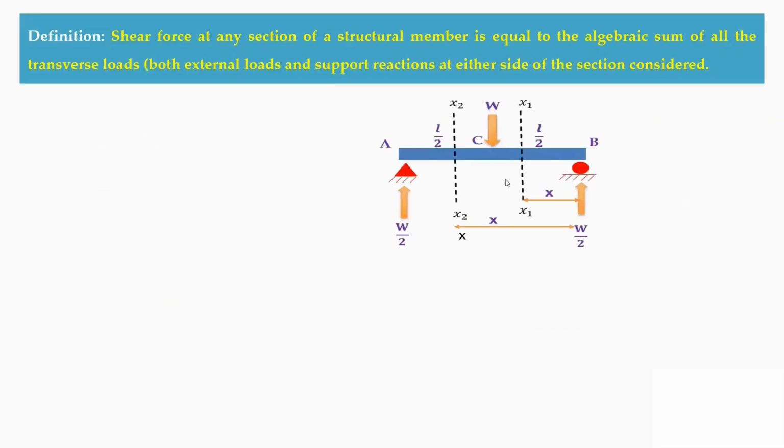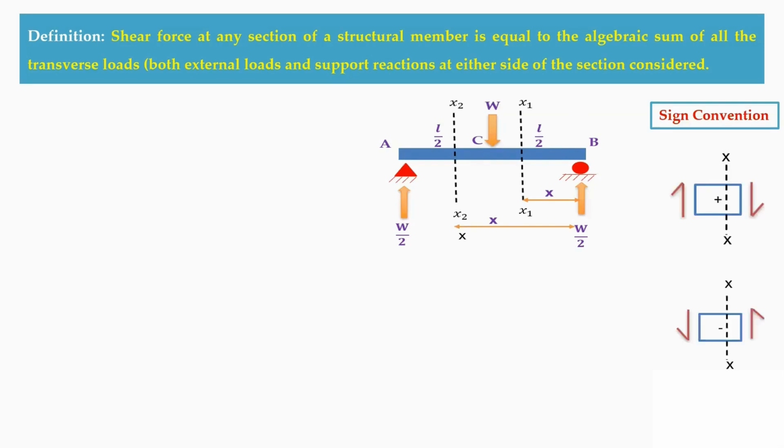Now, when we consider another example, that is a simply supported beam, you have a central point load. As you divide the beam into two segments, you take two sections: the X1 section in the BC segment and the X2 section in the AC segment. Now we'll see the sign convention, same as before: positive shear is clockwise direction towards the section, and negative shear is anti-clockwise direction towards the section.